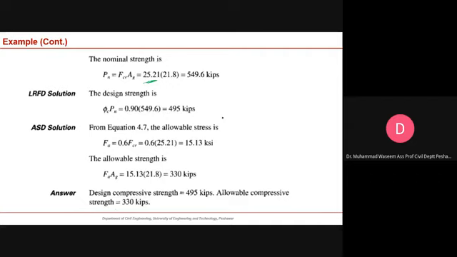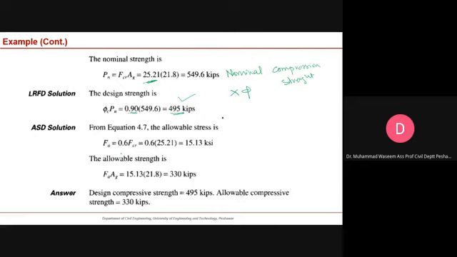Okay, now you can calculate the nominal capacity. You have nominal capacity, compression capacity, or compression strength, let's say. If you multiply it with the phi value, you will get the design compression strength. The phi value is 0.9.